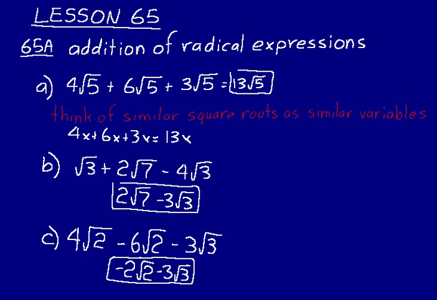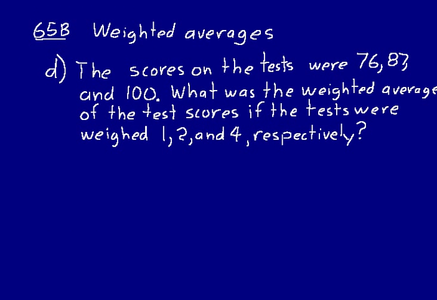So the key concept to remember when adding radical expressions is to think of similar square roots, or similar radical expressions, as similar variables. Then it just becomes an adding like terms problem. Part B is about weighted averages. With weighted averages, each amount is counted a certain number of times, and you have to look at the total weight of all the items in order to figure out the average correctly.